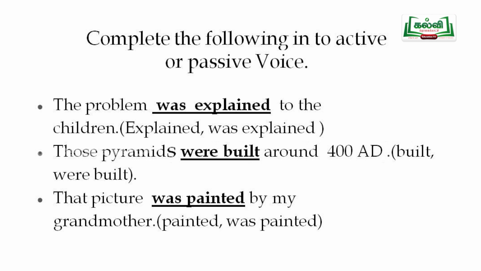The problem dash to the children. Very good. Was explained. The problem was explained to the children. Next sentence, those pyramids were built around 400 AD. Next sentence, the picture was painted by my grandmother.